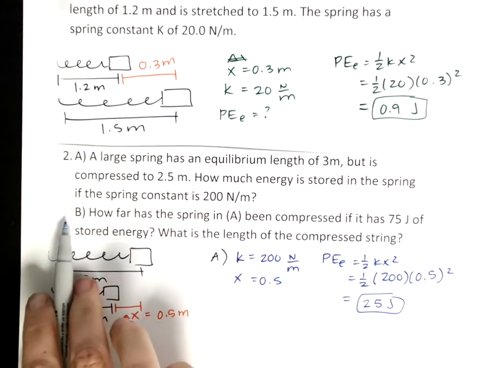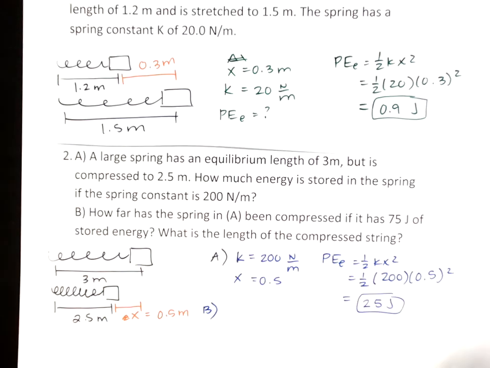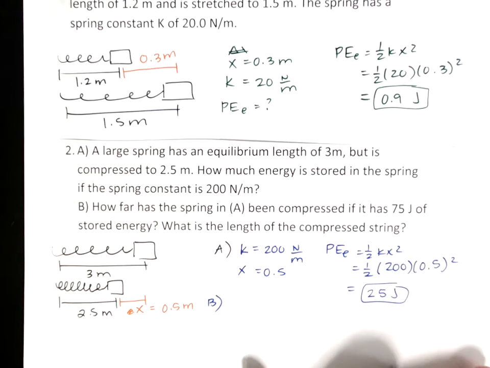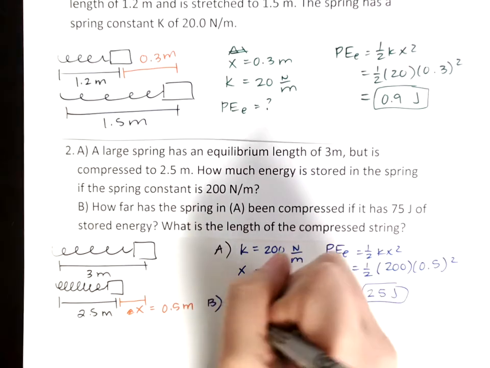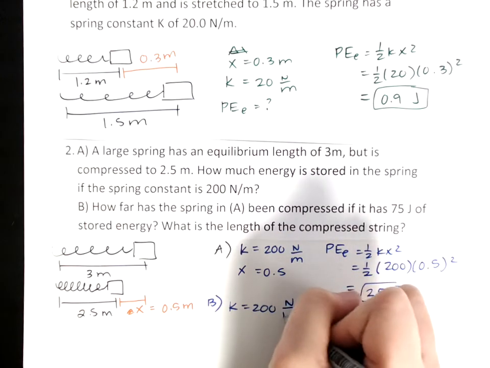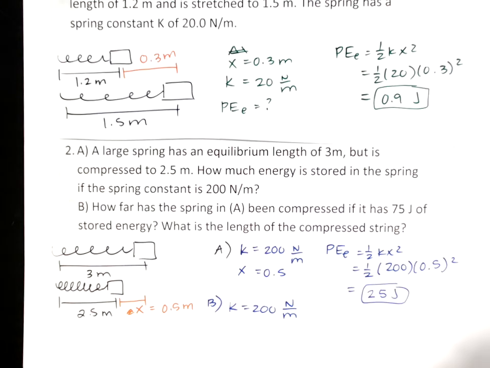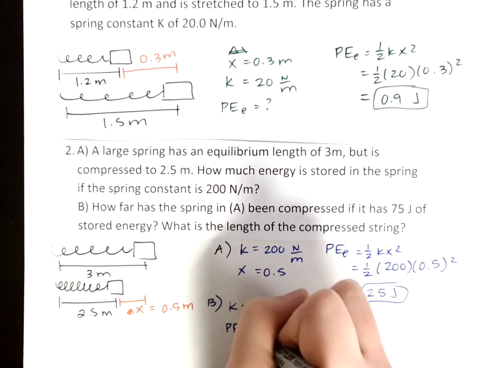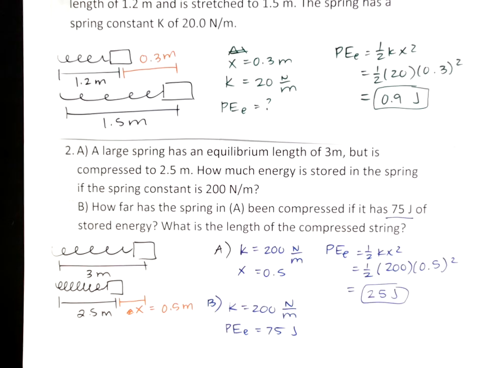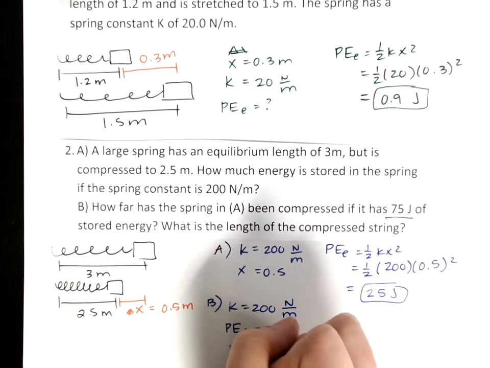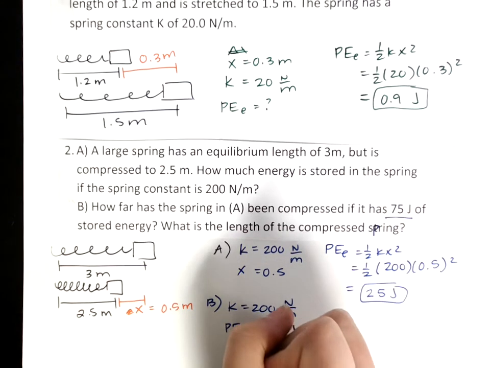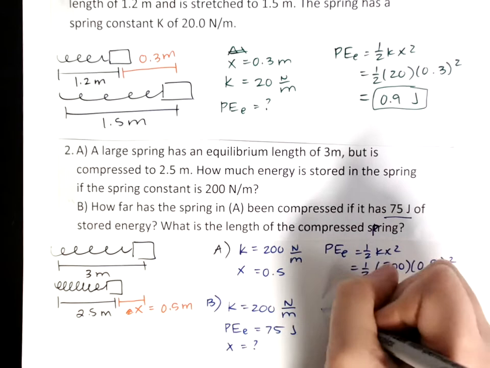And then part B asks us, how far has the spring in A been compressed if it has 75 joules of stored energy? So it's the same spring, meaning the spring constant doesn't change. So K is still 200 Newtons per meter. If you're working with the same spring, the spring constant does not change. But now our potential energy, it's giving it to us, it's 75 joules. And we want to know what is the length of the compressed spring. So x is what we're looking for. So let's go ahead and solve.